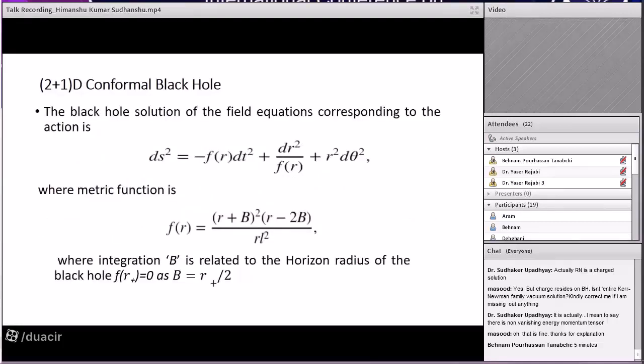The solution of the black holes in the symmetric metric function has been found to be equal to (r + B)² (r − 2B) / (r L²), where B is an integration constant found in the solution, which is related to the horizon radius of the black holes and is equal to half of the horizon radius.